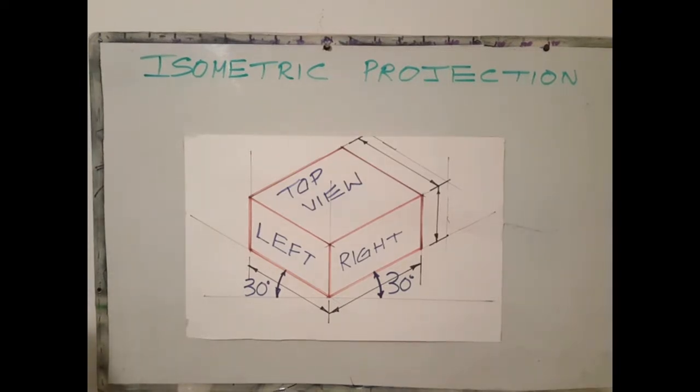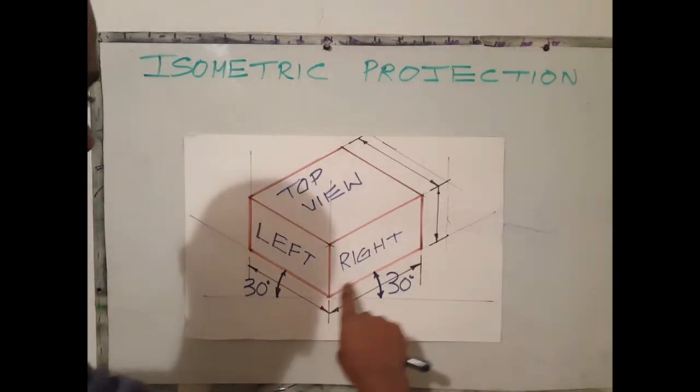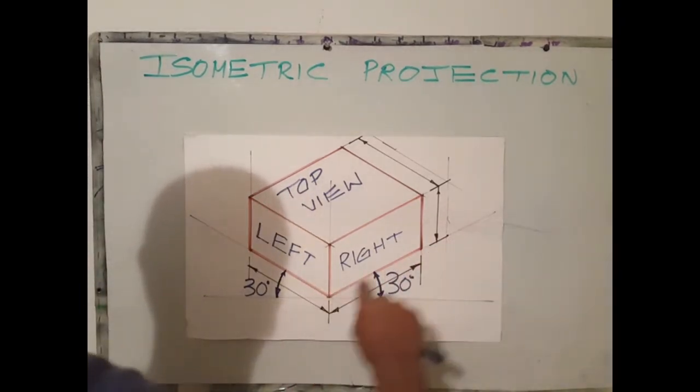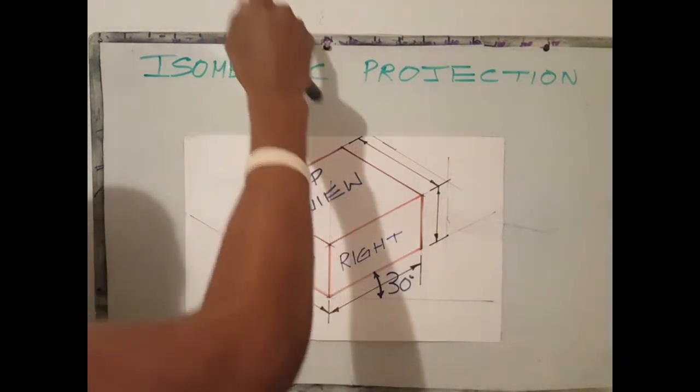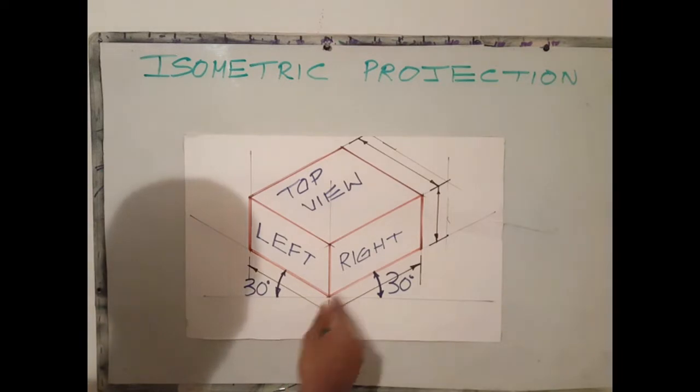Tip number 4. When drawing lines along the isometric plane, use random length lines. In cases like these where we want to draw this block, let's draw a random length line. After you have done, you mark off what you want.